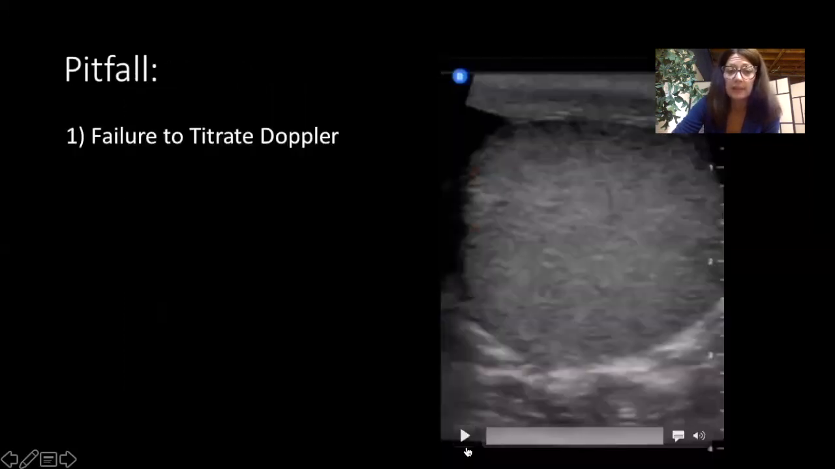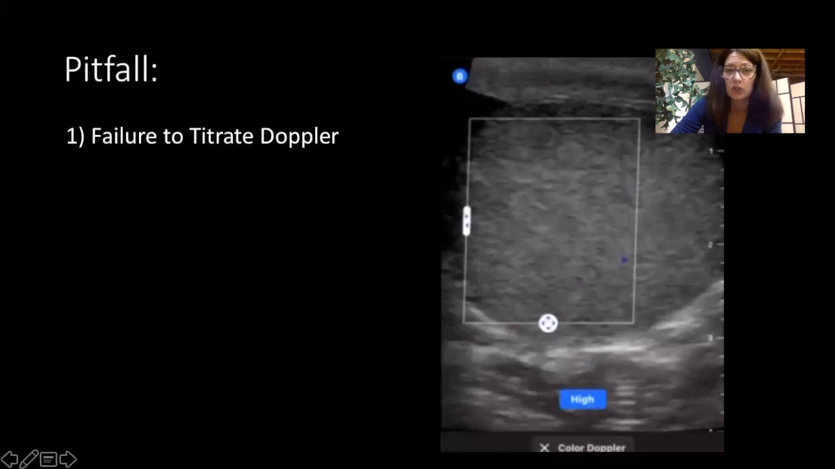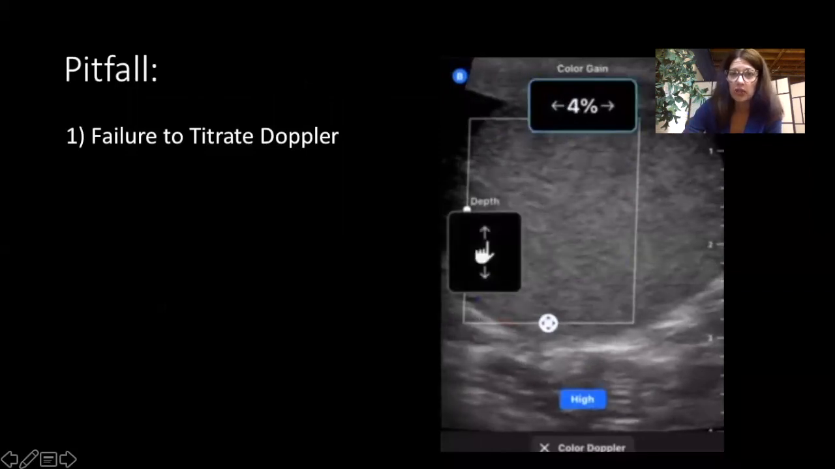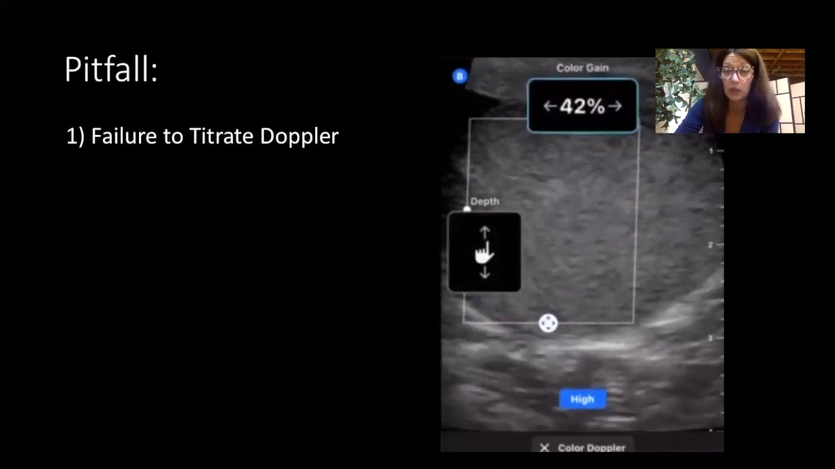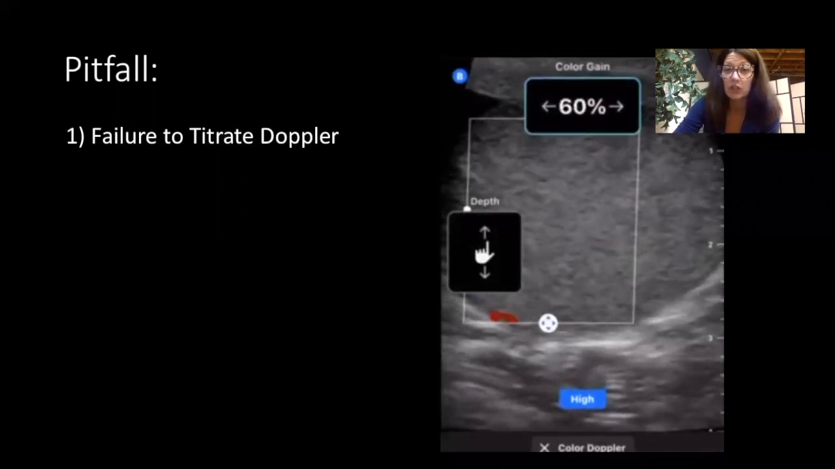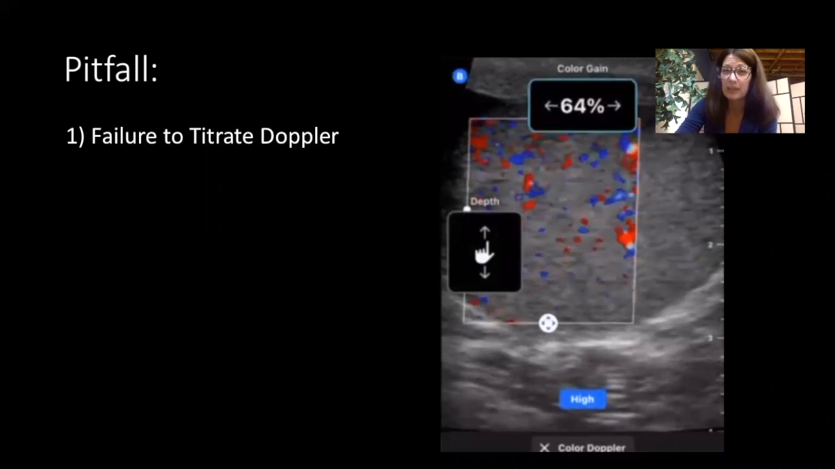So the pitfalls: titrating the gain. I know I've mentioned this a couple of times, but I just wanted to show you in an unaffected testicle what I would do. So I would turn down the color gain, like I said, down to 0, and you can see it looks like there's no flow when it's down to 0. As we're turning it up, you're going to start to see flow, and then it gets a bit overgained.